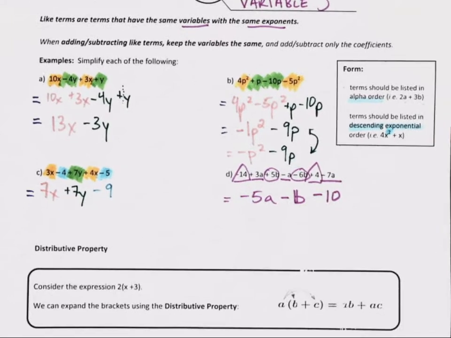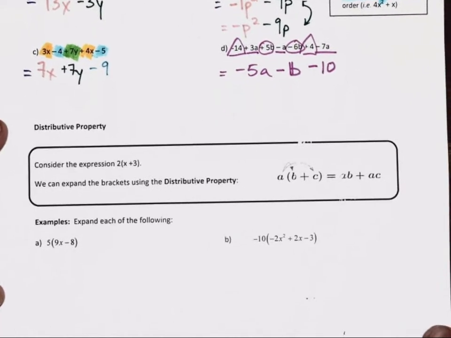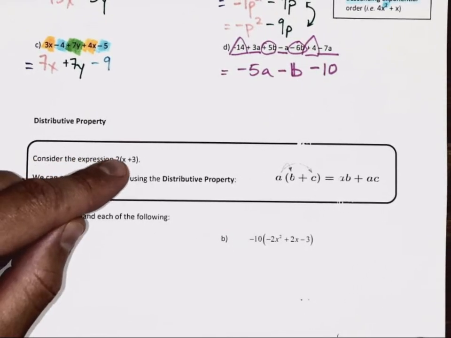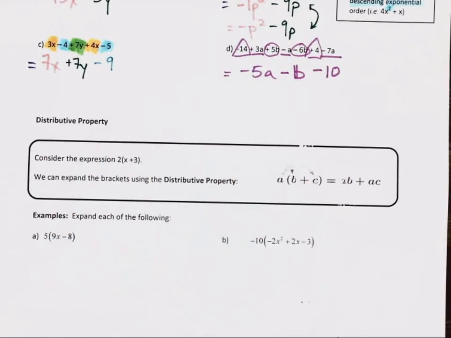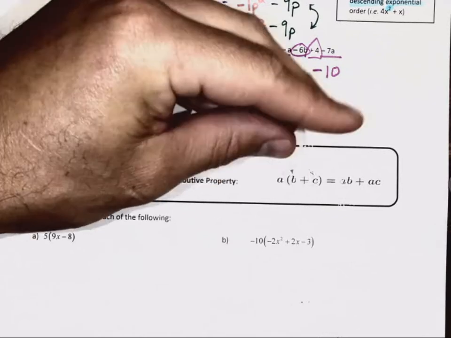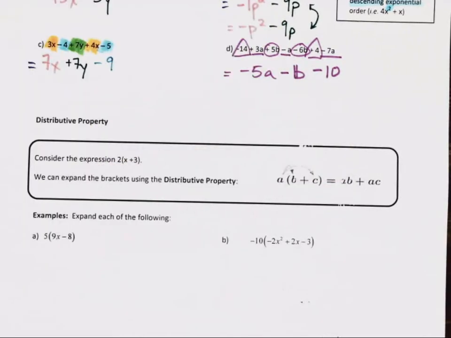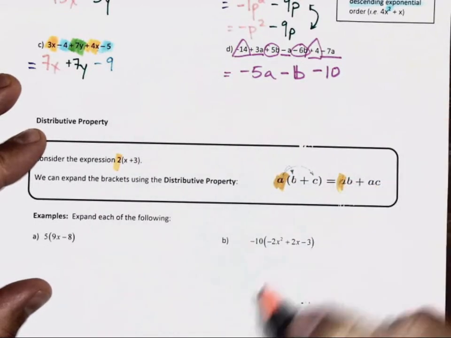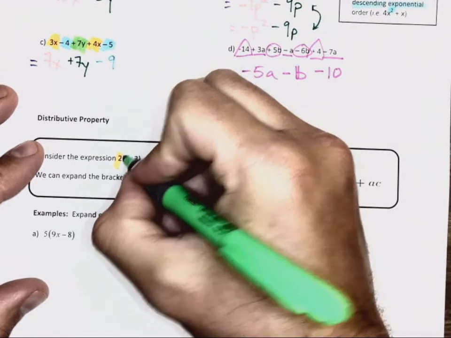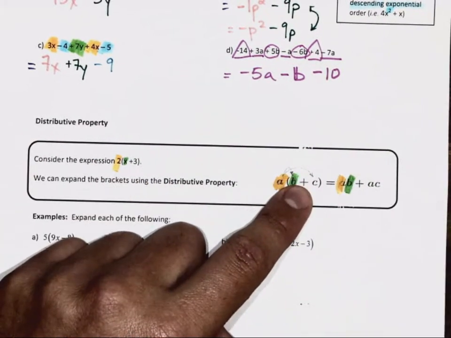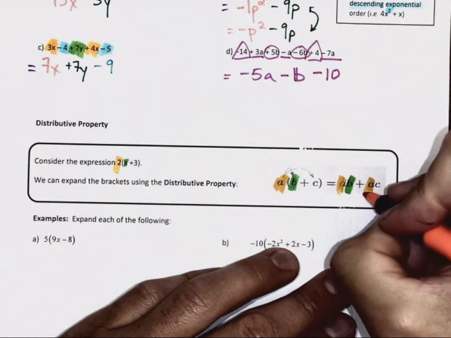All right. Another idea or concept from grade 9 is the distributive property. If we consider the expression 2 times x plus 3, that really means 2 times x and 2 times 3. You might have heard sprinkling or distributing it. So what does that mean? That means 2 times x and then add, because there's a plus sign in between, 2 times 3.